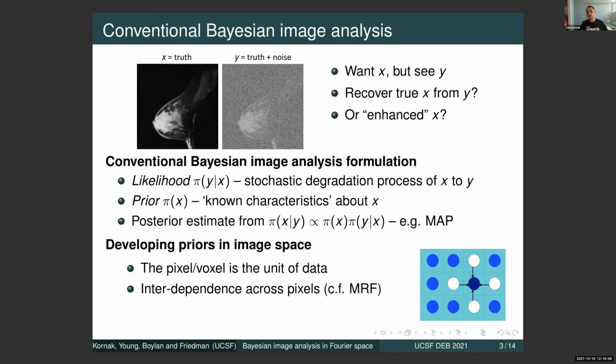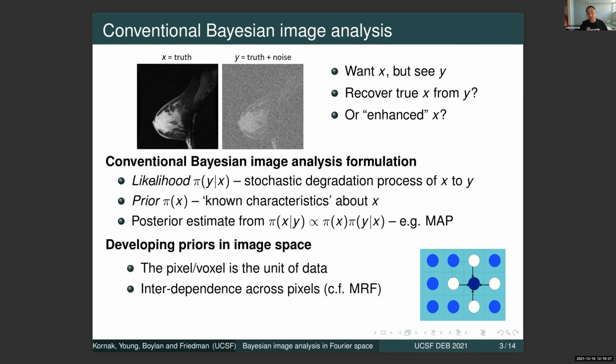Or maybe not exactly this. Maybe what you want is an enhanced version where if you're looking for breast cancer tumors, you would want those enhanced relative to the background some way. And the Bayesian image analysis formulation is a good approach to being able to do this.